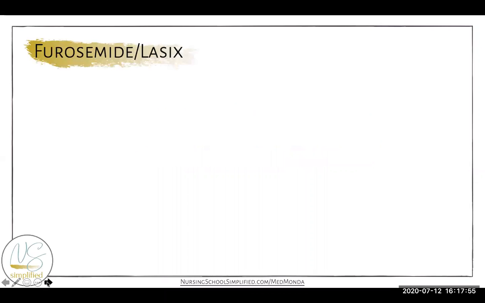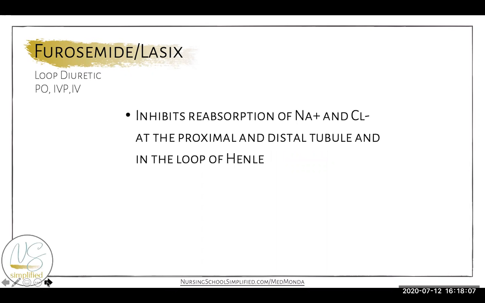Let's get started. Today's medication is furosemide or Lasix. It's a loop diuretic. It can be given PO, IV push, or through an IV drip. It inhibits reabsorption of sodium and chloride at the proximal and distal tubule in the loop of Henle. So, working in those kidneys there.